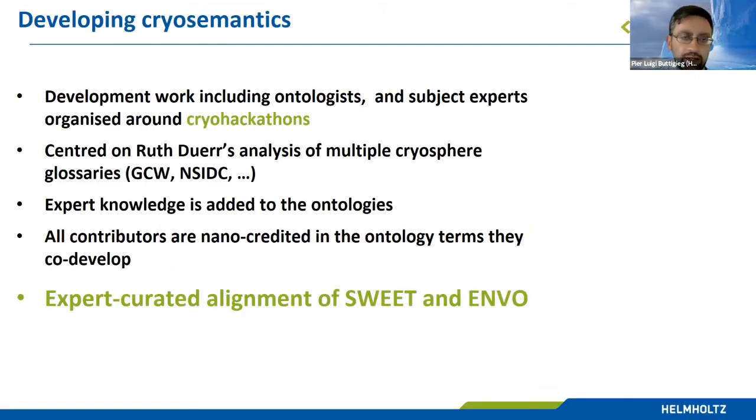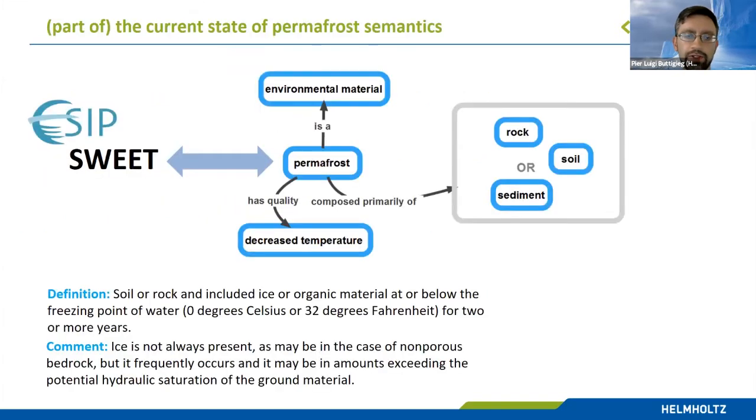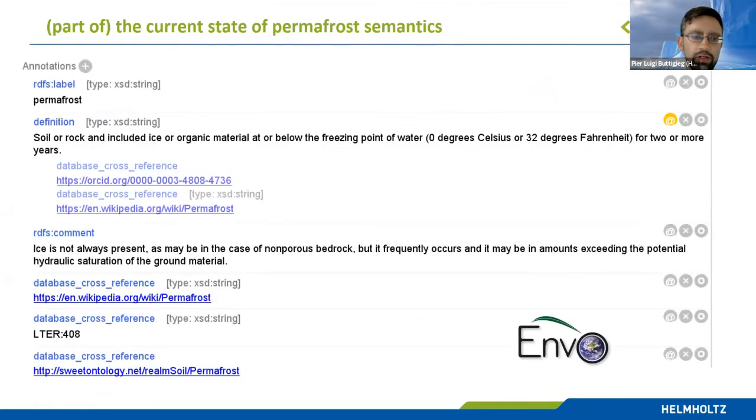So our cryosemantics work was based on that sort of logic. Ruth Duerr's analysis of all of these glossaries, putting them together, and we looked at all of those definitions, or Ruth did rather, and we then helped and formalized it as much as we could, put it into Envo, pushed it into Suite, and we mapped the two together. We nano-credited everybody that participated, so all the expert knowledge is connected back to your ORCIDs, and again, anchors the ontologies and expert knowledge. So when we had a representational graph of things like permafrost, what it is, etc., with a human readable definition and machine readable links inside this representational artifact, we cross-linked that to Suite, and on a code basis, this is what it looks like.